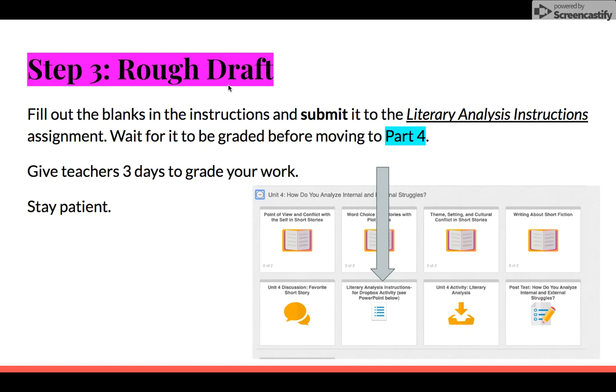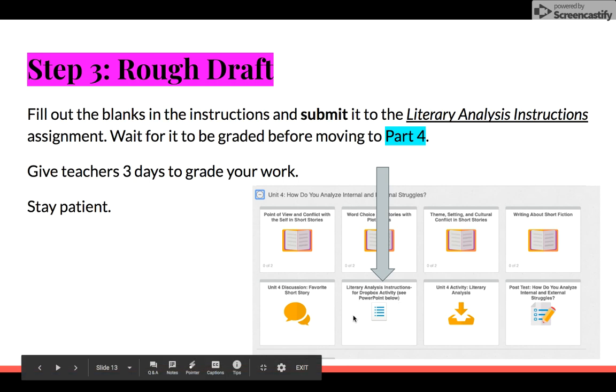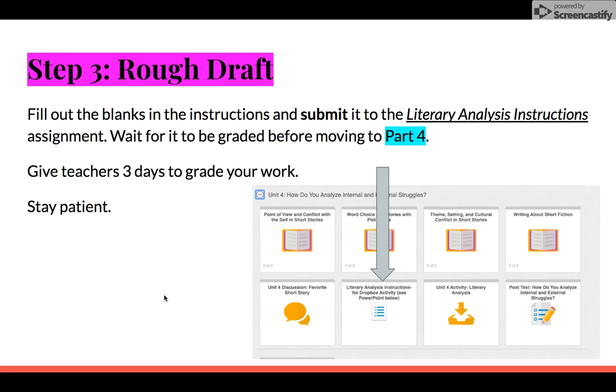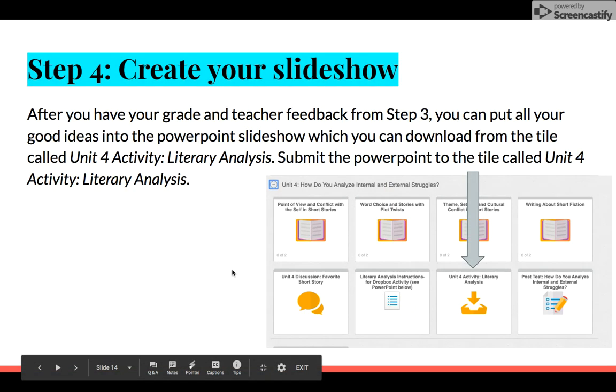After you have analyzed your 3 things, you are going to fill out the blanks in the instructions and submit that document, the literary analysis instructions document, to this tile in your class. And you're going to wait for it to be graded before moving on to part 4, okay? So the 3 things that you analyzed about your story, there's questions. You're going to fill that out in this literary analysis instructions document you downloaded, and then you're going to upload it to this tile.